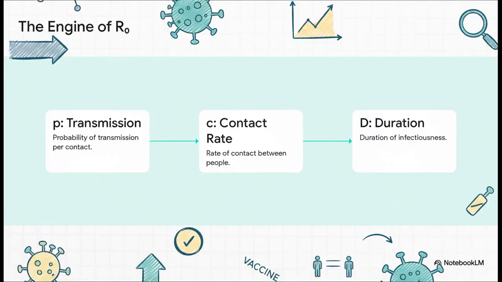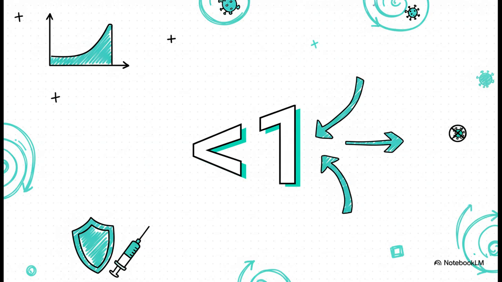And this R0 number, it's not magic. It's actually just made up of 3 pretty simple things. First, you've got P. That's the probability that the disease actually gets transmitted if 2 people make contact. Then there's C, which is the rate of contact. Basically, how many people an infected person sees. And last, D, the duration of how long they're infectious. That's the whole recipe. Probability, contact, and duration. Simple as that.